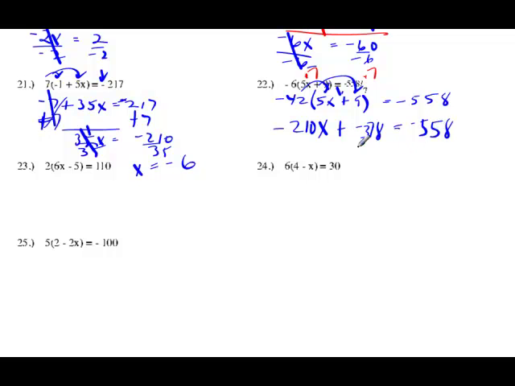So now we've got to get rid of that number. Turn it to the positive. The opposite of negative 378 is positive 378. Do that on both sides. So I'm left with negative 210x. Okay, I have more negatives, so my answer is negative. And then just subtract, and they're already set up. 0, 8, 1. So that's negative 180.